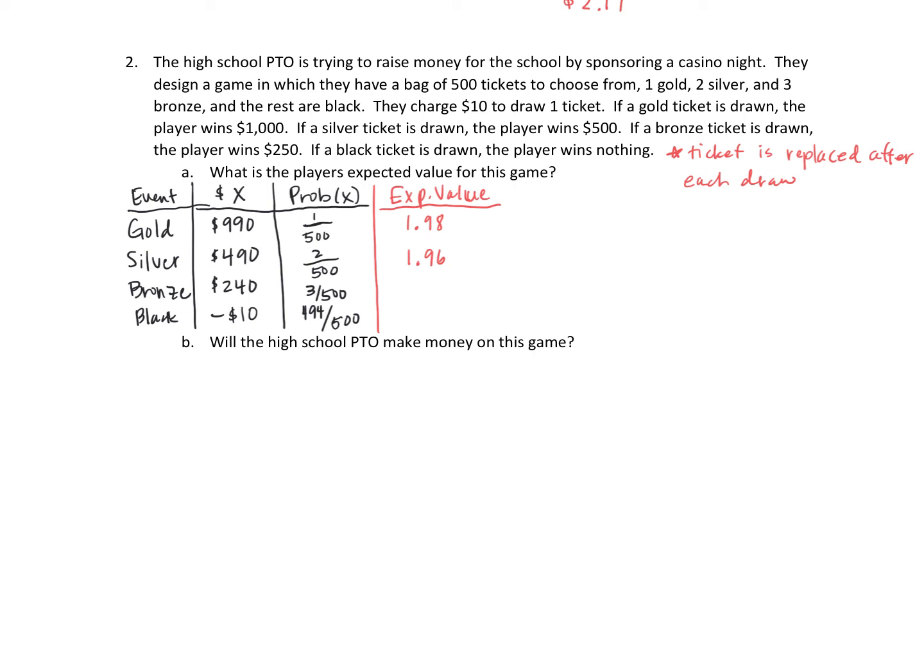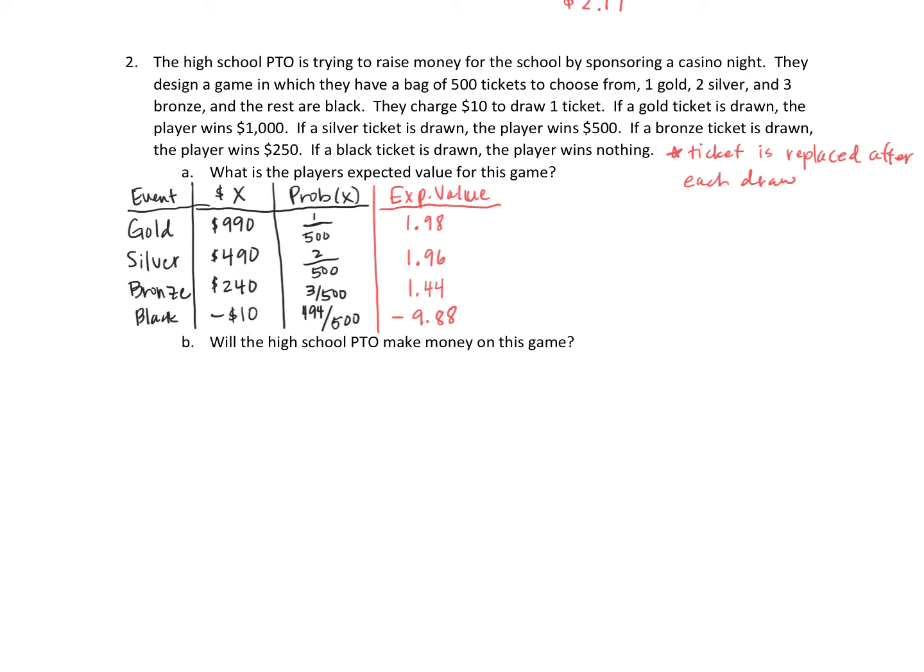Now we do 3 divided by 500, and that's 0.006. We multiply that by the $240, and we get an expected value of $1.44. And then last, we have 494 divided by 500, and that's 0.988. And we multiply that by a negative $10. And we see that the expected value is negative $9.88.